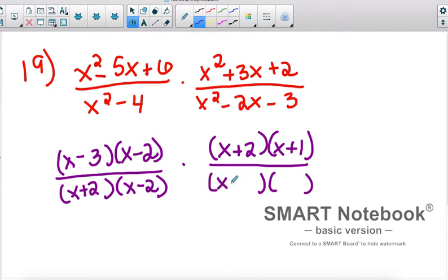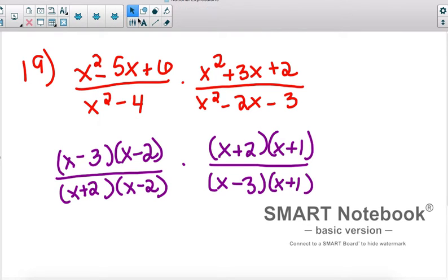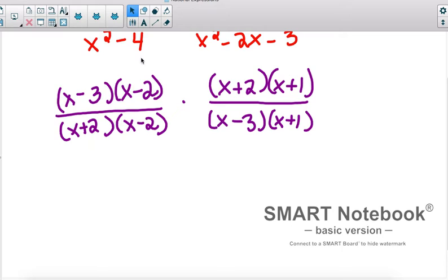Okay, and then you should know how to factor using the AC method by now, so I'm not going over that because we really spent a lot of time on it. This is going to be negative 3 plus 1, right? Okay, so let's see if we can cross some things out. Remember, you can cross things out as long as one is at the top and one is at the bottom.